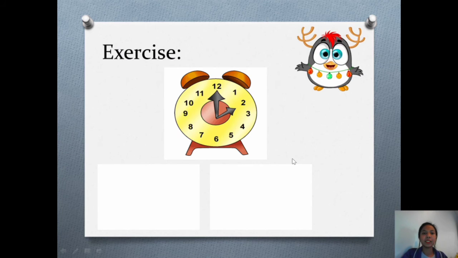So I have here just a quick exercise. I have here a clock. The short hand is pointed here at 2, and this long hand is at 12.